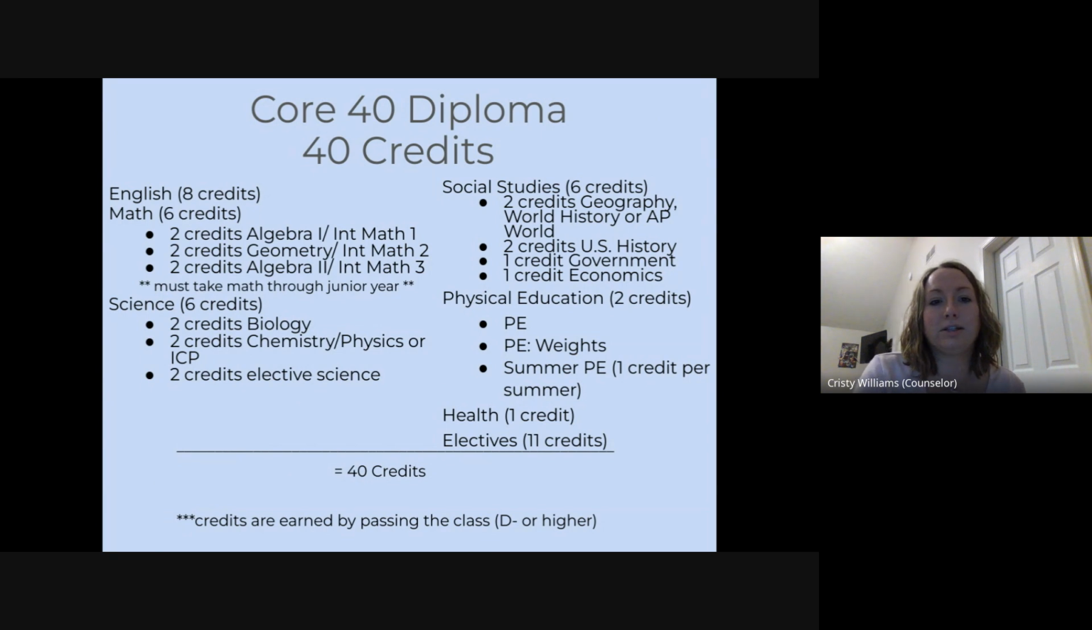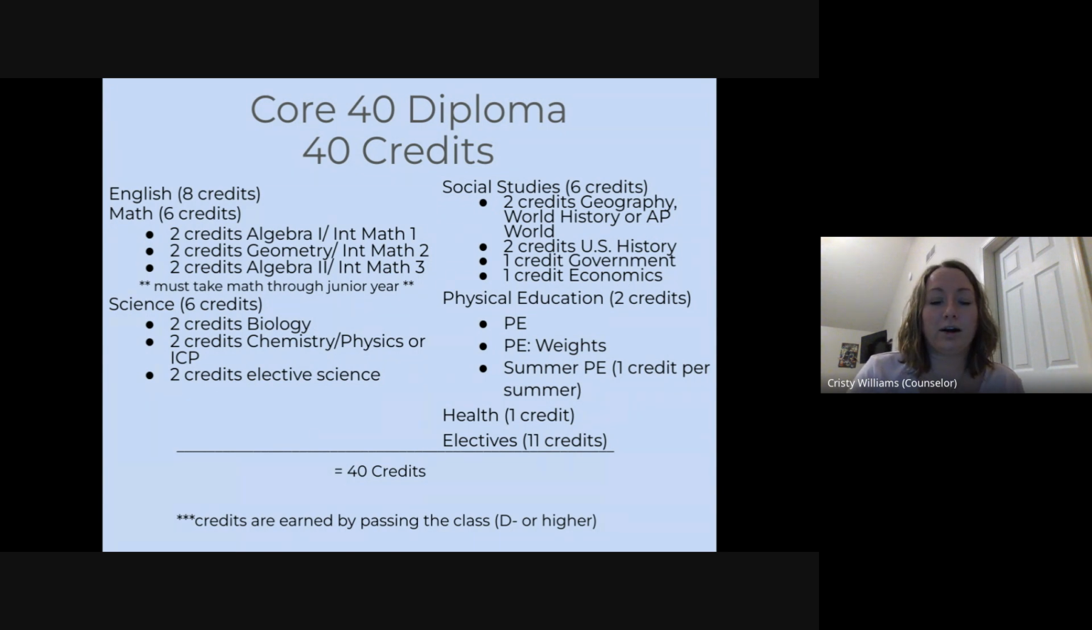So we're going to talk a little bit more in depth about the different diploma types. We're going to really hit on the Core 40 diploma and also the Academic Honors Diploma, just because those are the 2 diplomas that most of our students graduate from Franklin with.